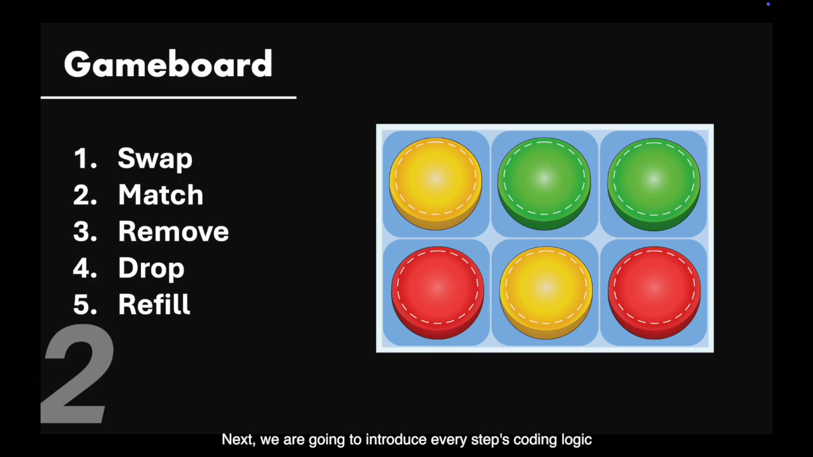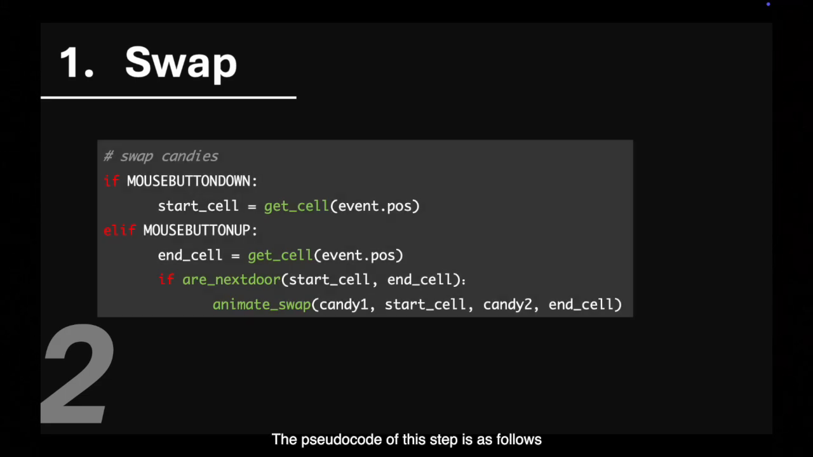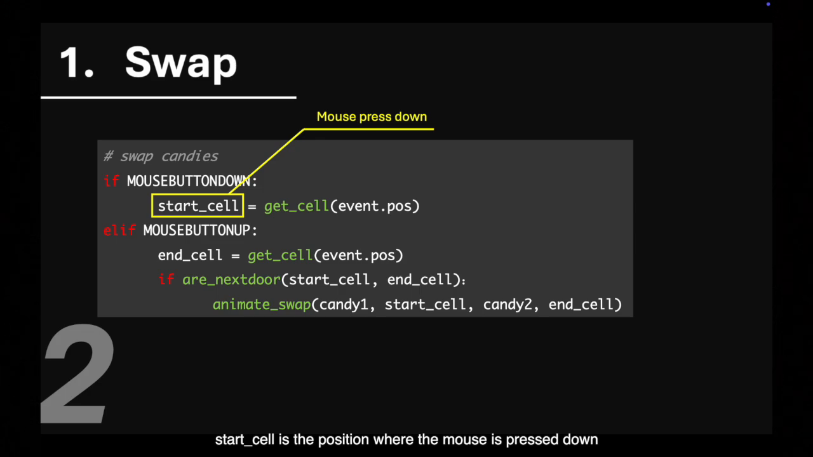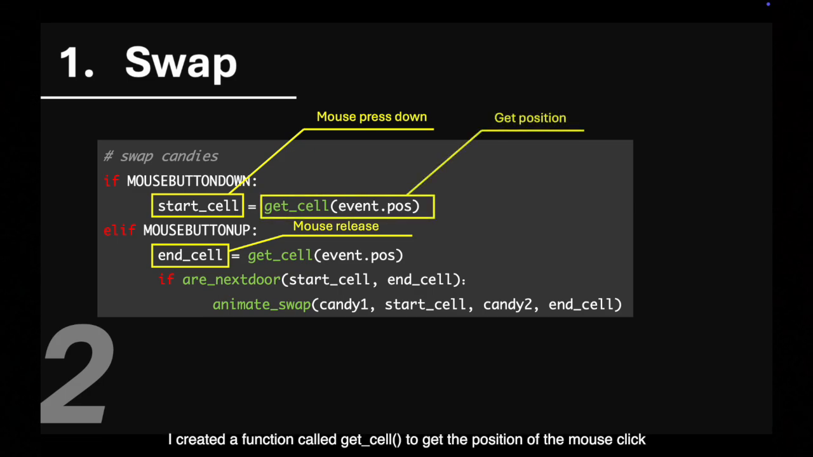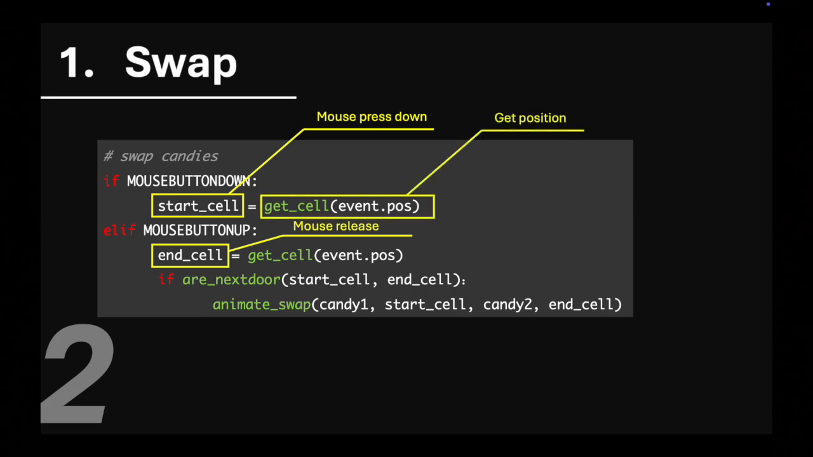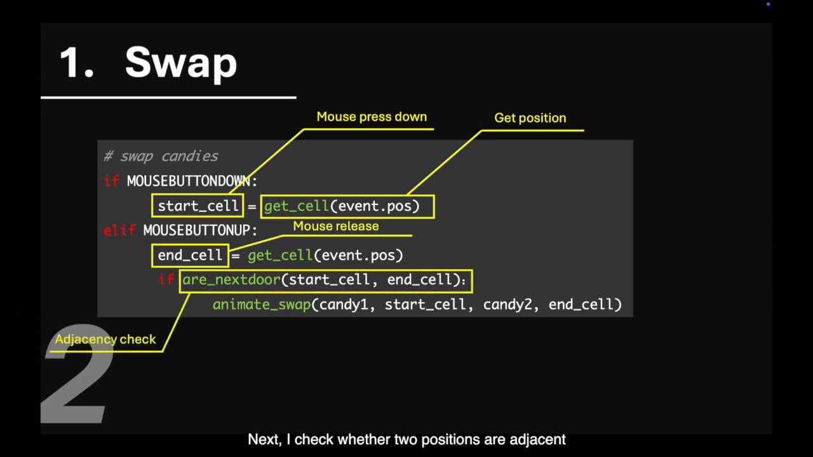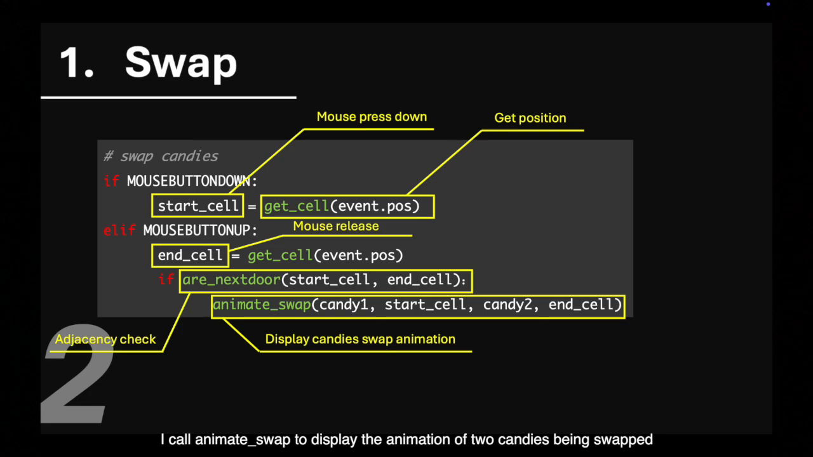Next, we're going to introduce every step's coding logic. First, swap. The pseudocode of this step is as follows. First, I define start cell and end cell. Start cell is the position where the mouse is pressed down. End cell is where the mouse is released. I created a function called getCell to get the position of mouse click. Next, I check whether two positions are adjacent. For this, I designed a function called rNextDoor to handle the adjacency check. If the two positions are adjacent, I call animateSwap to display the animation of the two candies being swapped.